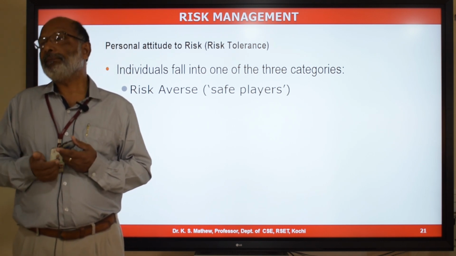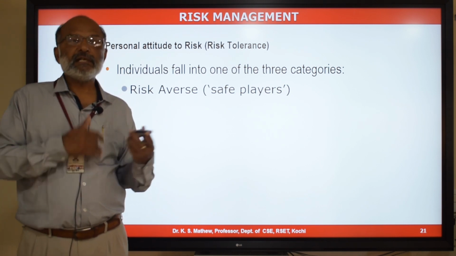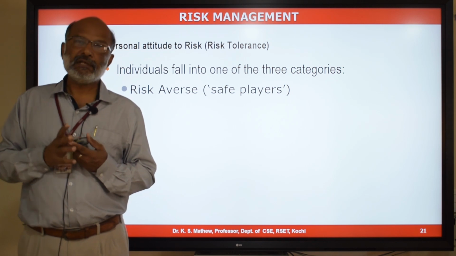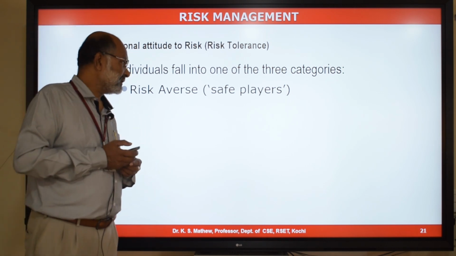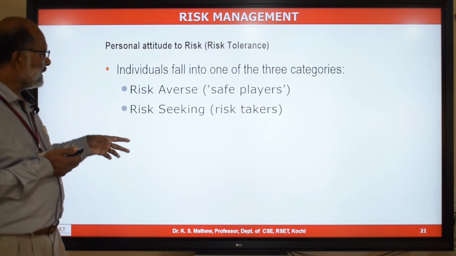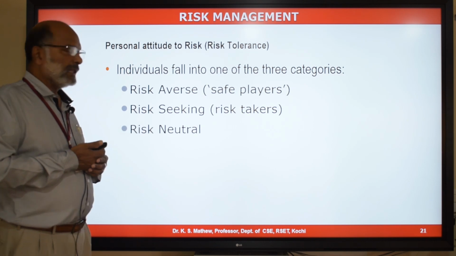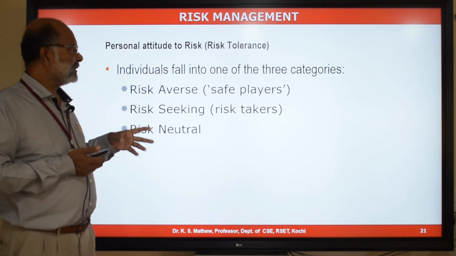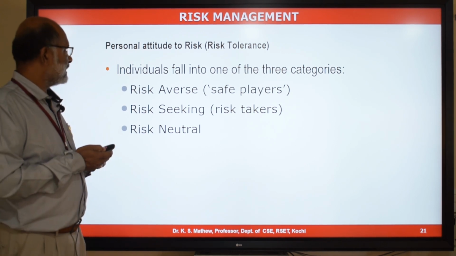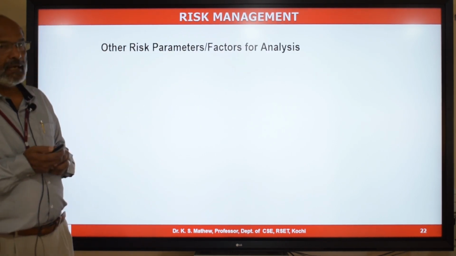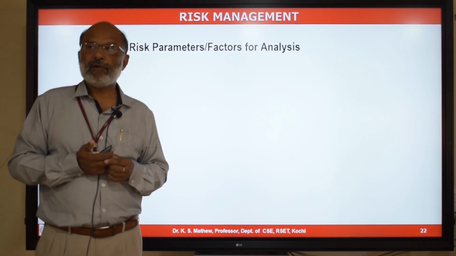So you need to consider the tolerance level also when you prioritize. It is not only the organization's tolerance level, you should also consider the major stakeholders' tolerance level when you prioritize the risk. There may be people who are called risk seeking, there are people who are risk takers, and then there are neutral people. So you need to consider the individual tolerance level of stakeholders for analyzing and prioritizing the risk. And there are also other factors which can be considered while analyzing and prioritizing the risk.